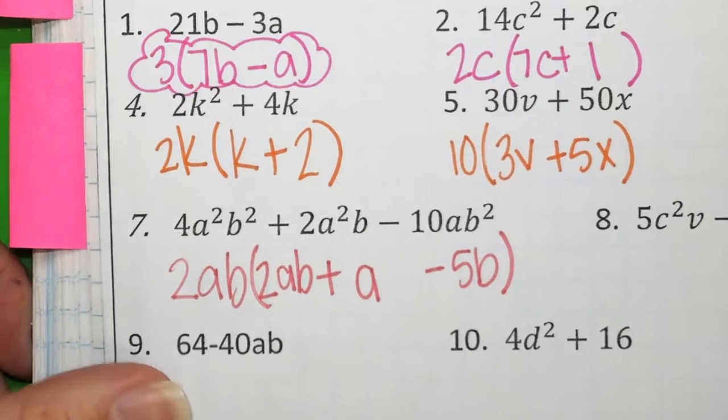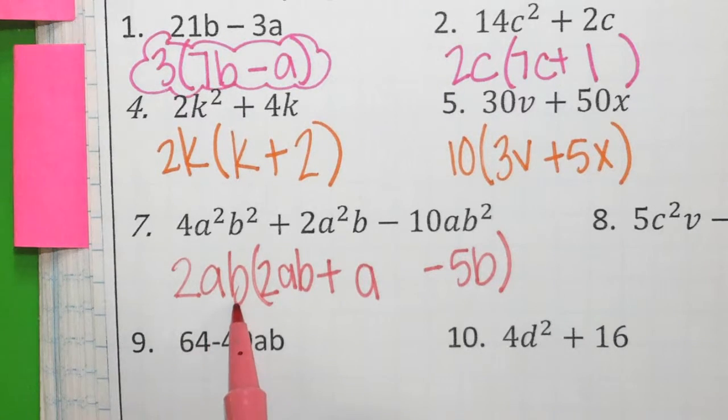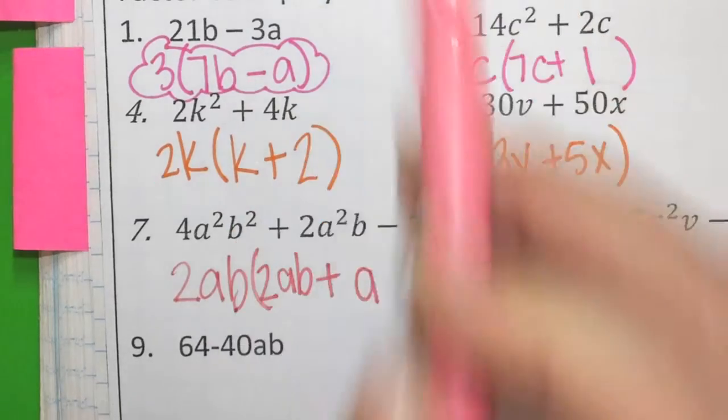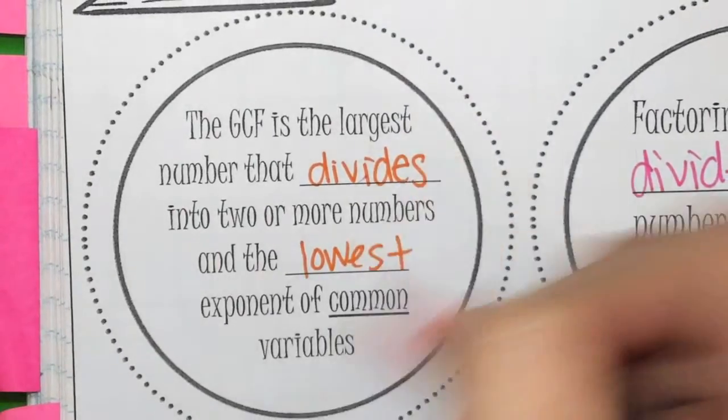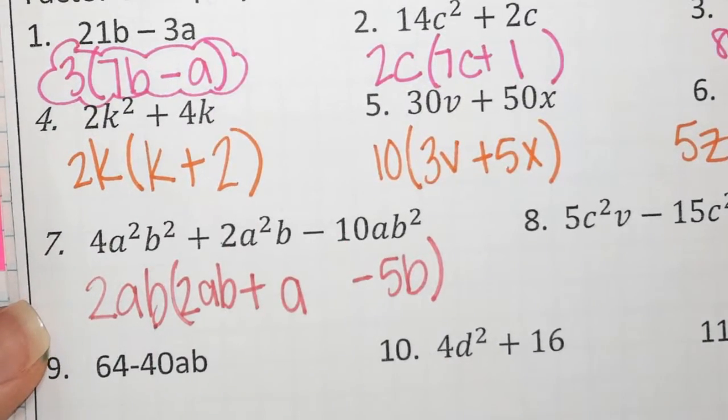I got a question. Yes. How did you get the GCF, the 2AB? How do you do that? So remember, the GCF is the largest number that divides into 2 or more. That's what it says up here, right? The largest number that divides into 2 or more. So we picked the biggest number that divides into these evenly.